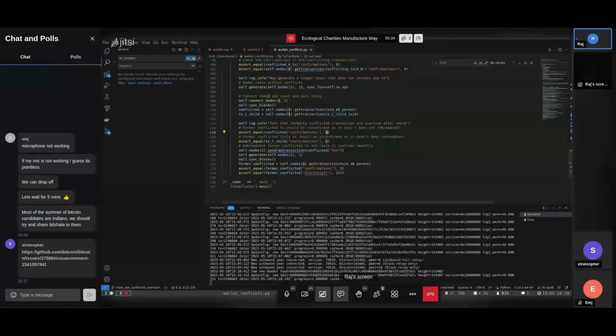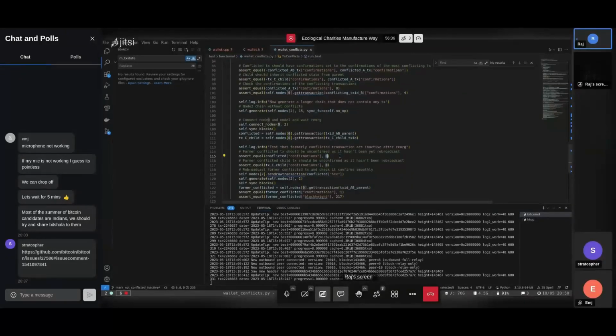So previously AB parent was conflicting on node 0. But now AB parent has a confirmation of 0 because the conflicting transaction that was in the blocks of node 1 got reorged out by blocks of node 2. So AB parent's state of conflict got changed. That was the point of this PR, right?